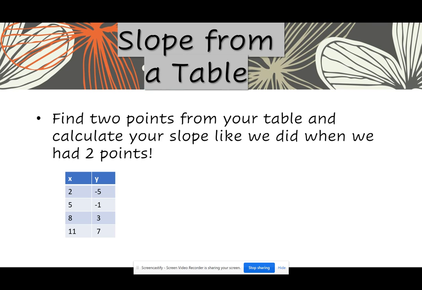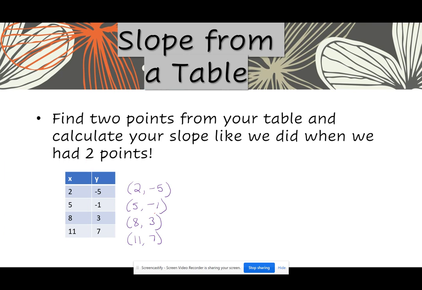Now we're going to find slope from a table. So just like when we were making our tables from like 2 units ago, all of these are just ordered pairs. So we have 2, -5, 5, -1, 8, 3, and 11, 7. So now we can just pick any 2 of these points we want and do what we did in that first slide, the m equals y2 minus y1 over x2 minus x1.